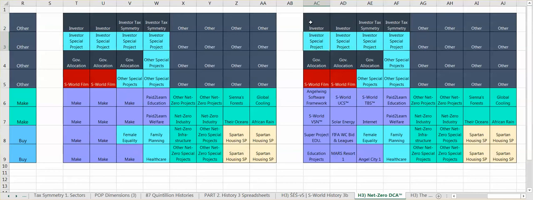And what we see here is there's investor cube, investor tax symmetry. Now, investors get paid in network credits, by the way. Has to be that way. But they can get paid a lot of network credits, and they can run their operations from the new Malawi. Okay, investor special project.